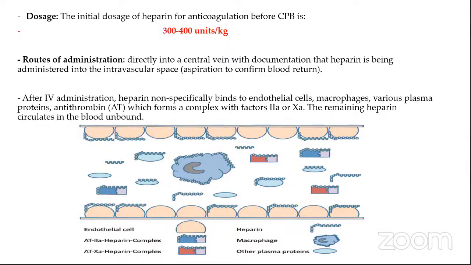And we should document as well that we aspirate blood before giving it in the central line, just to make sure that it's already in the system. Then after we give the heparin as a bolus, it binds to different cells. Like you can see in the figure here, it binds to the endothelial cell, to macrophages, and to the plasma protein. And obviously it binds to the antithrombin, as we said before, and the antithrombin will form the complex with factor 2 and factor 10. And the remaining heparin just circulates in the blood unbound. So this is what happens to the heparin once we give it as a bolus.